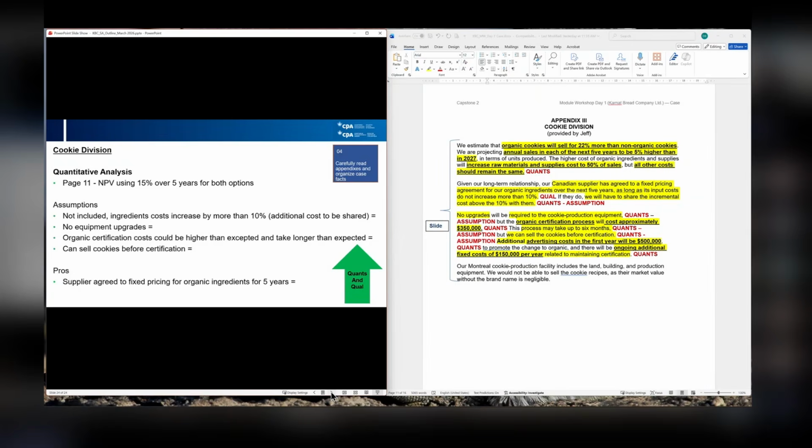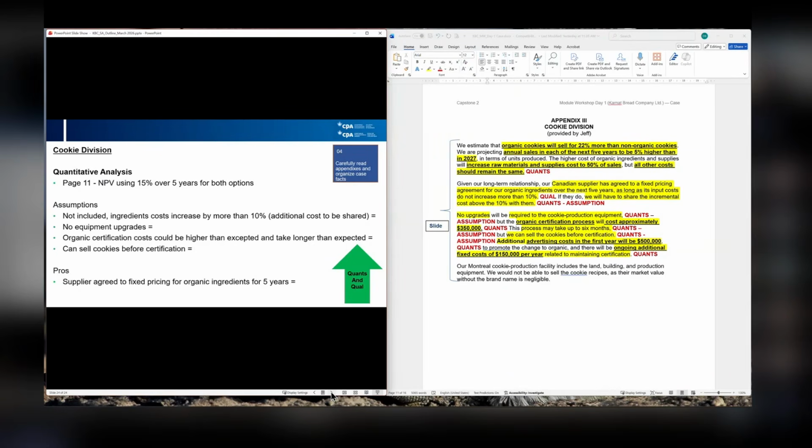So in this, what I would recommend is for the quants, this is where I will highlight that information or underline it or something. And I've done it here, highlighted it and put it in bold so you know that that's quantitative information. And under my quantitative analysis, I put the page number. So I know I need to go to page 11. And as I've read the quantitative information, yes, I know for sure I need to perform an NPV analysis using 15% as my discount factor, and I need to perform that over a 5-year period for both options.